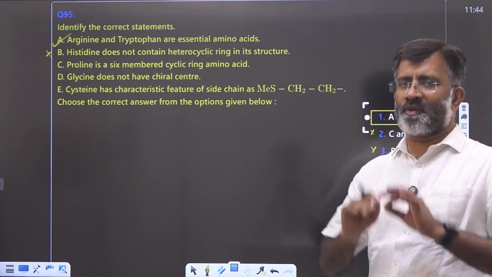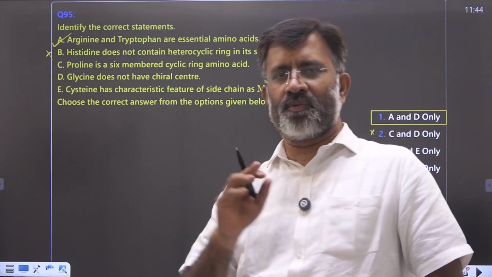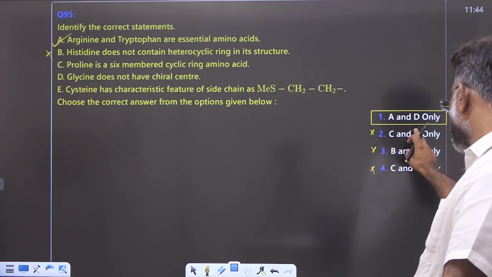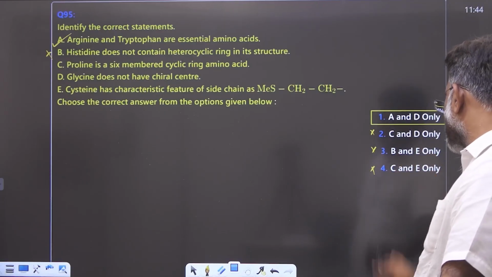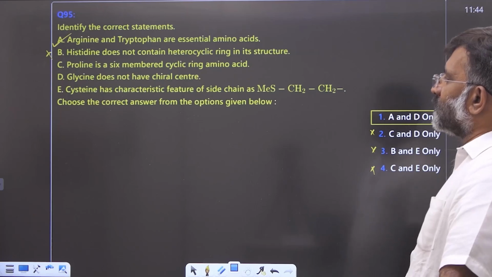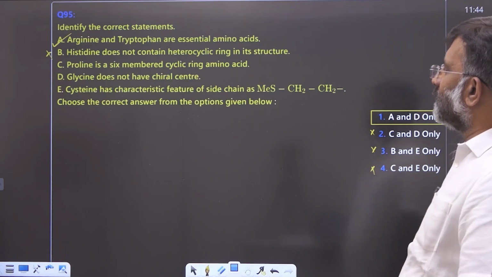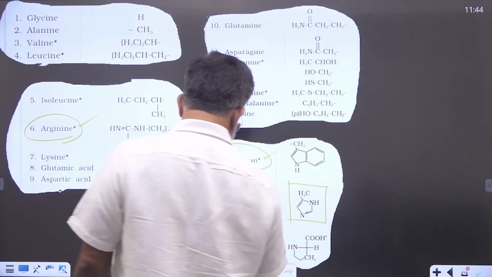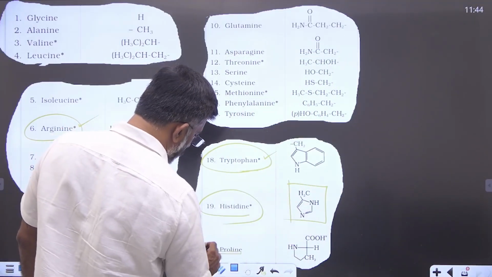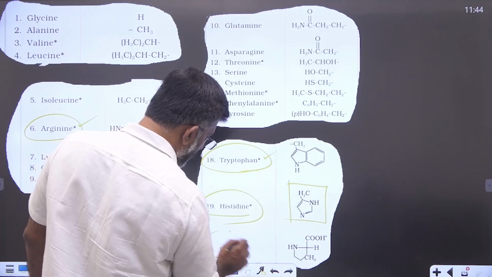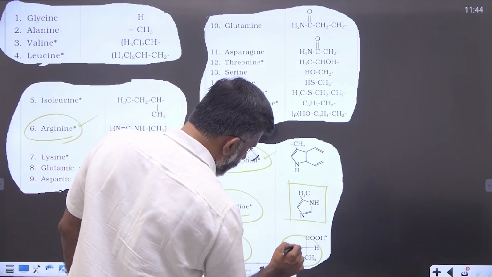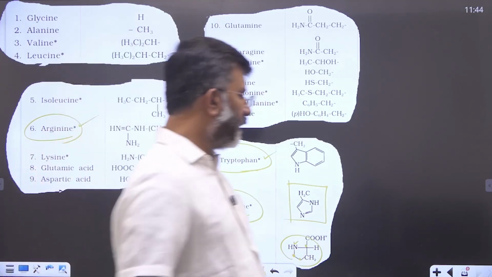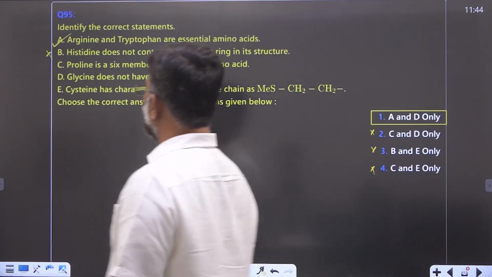Checking 1 and 2 options, we get the answer. A correct, B wrong. There is no A, there is B, out. So A and D. What about C? Proline is a 6-membered cyclic ring amino acid. This is proline. That is not a 6-membered ring. 1, 2, 3, 4, 5-membered ring only. It is a 5-membered ring only, not 6-membered.